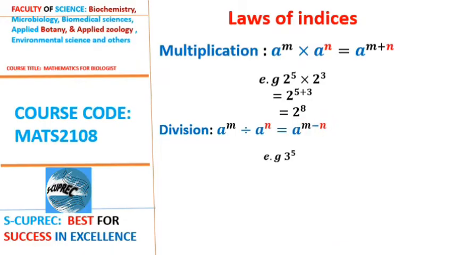So let's take an example. For example, if we have 3 raised to the power 5 divided by 3 raised to the power 2, we simply have to take 3 raised to the difference of their powers, which is 5 minus 2. So we end up with 3 raised to the power 3.